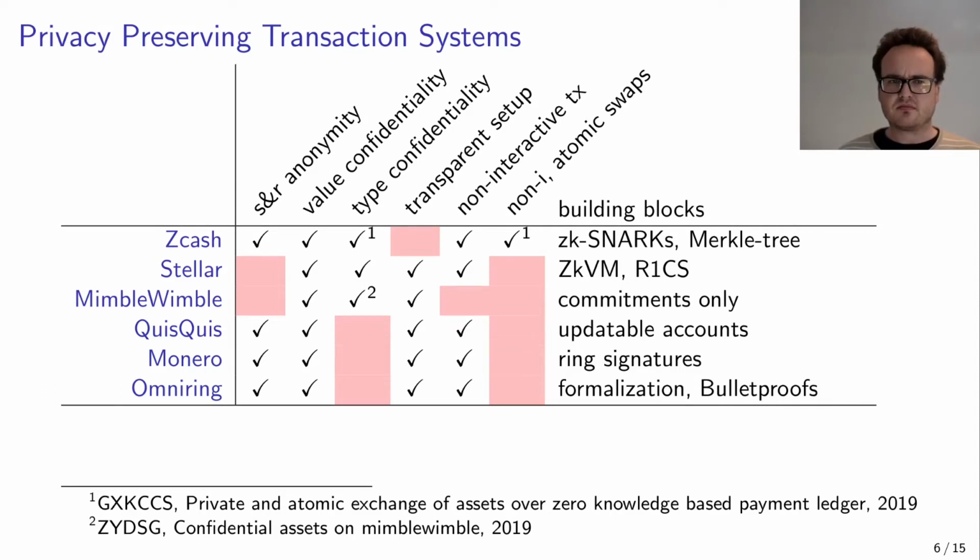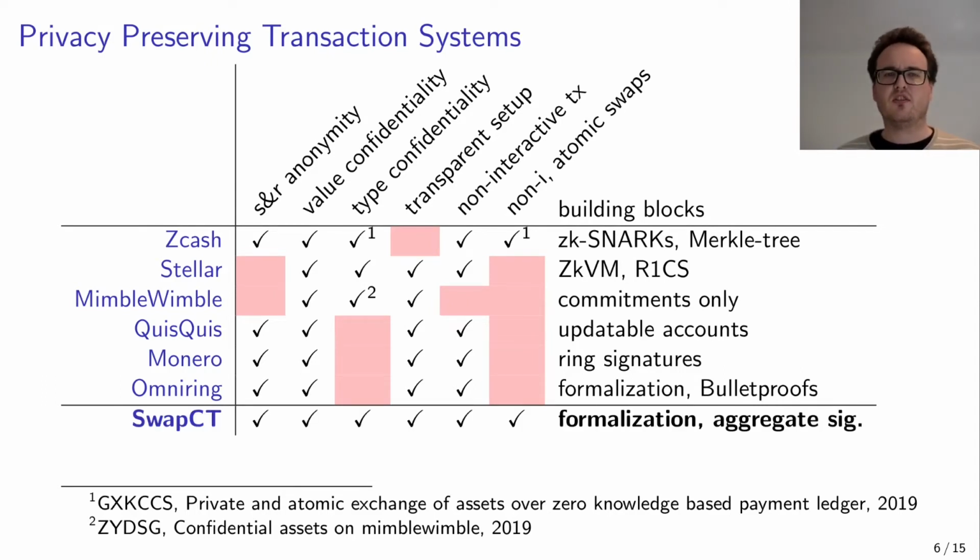And we use parts of all of the different signature types or transaction systems and build SwapCT, which uses some formalization of the OmniRing, because we are also in the ring anonymity setting, and we provide an additional feature, which is anonymously aggregatable signatures for these atomic swaps.